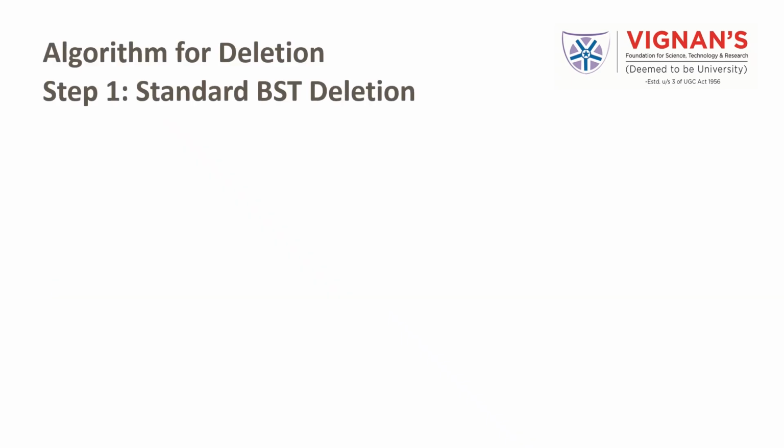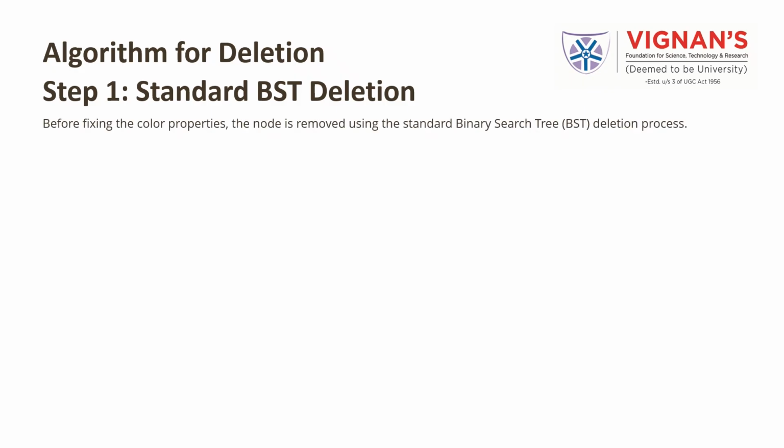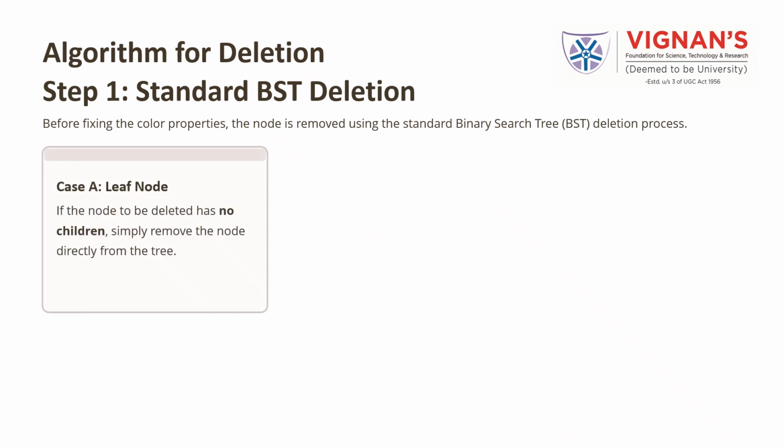Algorithm for deletion, Step 1. Standard BST deletion. Before fixing any red-black tree properties, the node is first removed using the standard binary search tree deletion logic. There are three possible cases in this step. First, case A, leaf node. If the node to be deleted has no children, it is simply removed from the tree. This is the simplest deletion case because no restructuring is required. Second, case B, one child.